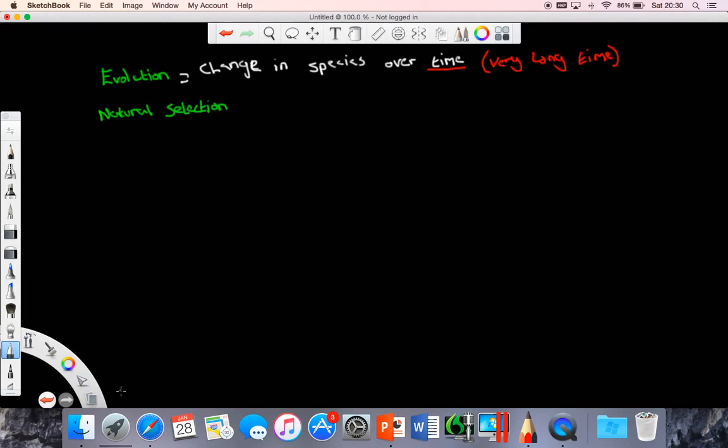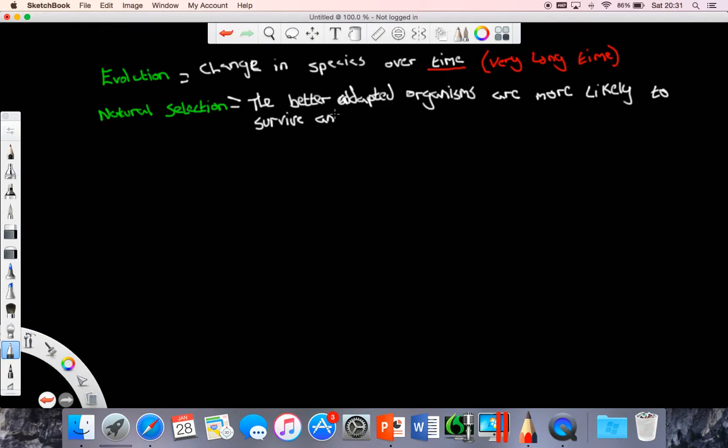Natural selection, on the other hand, is due to variation. Okay? So natural selection can be defined as the better adapted organisms are more likely to survive and pass on their genes. Okay, just need to have a quick swig of water.